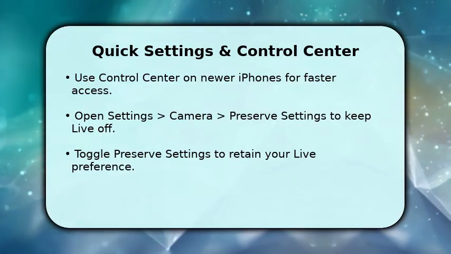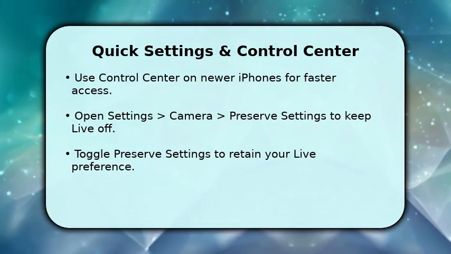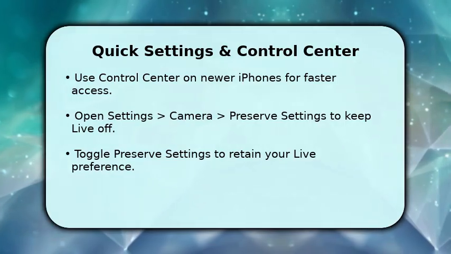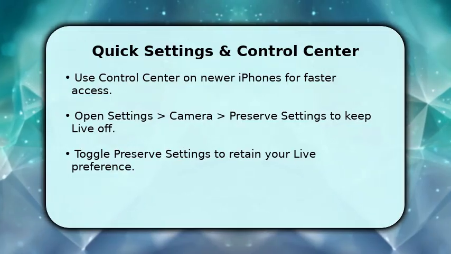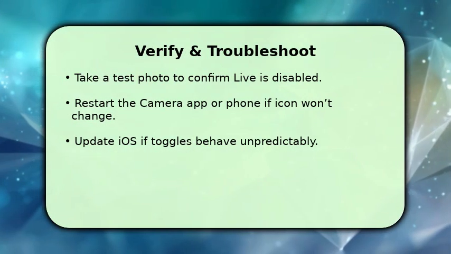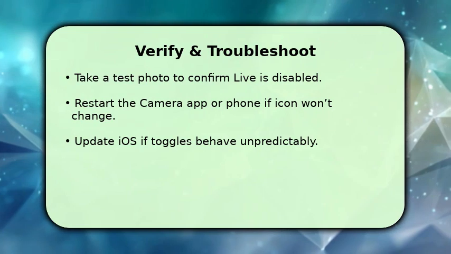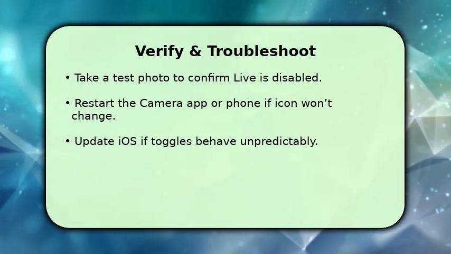Once done, the camera app remembers live as off across sessions. Make sure Preserve Settings is enabled, otherwise the camera may reset to live on when you relaunch. Finish by verifying. Take a quick test shot and check the photo's info to confirm live is off.